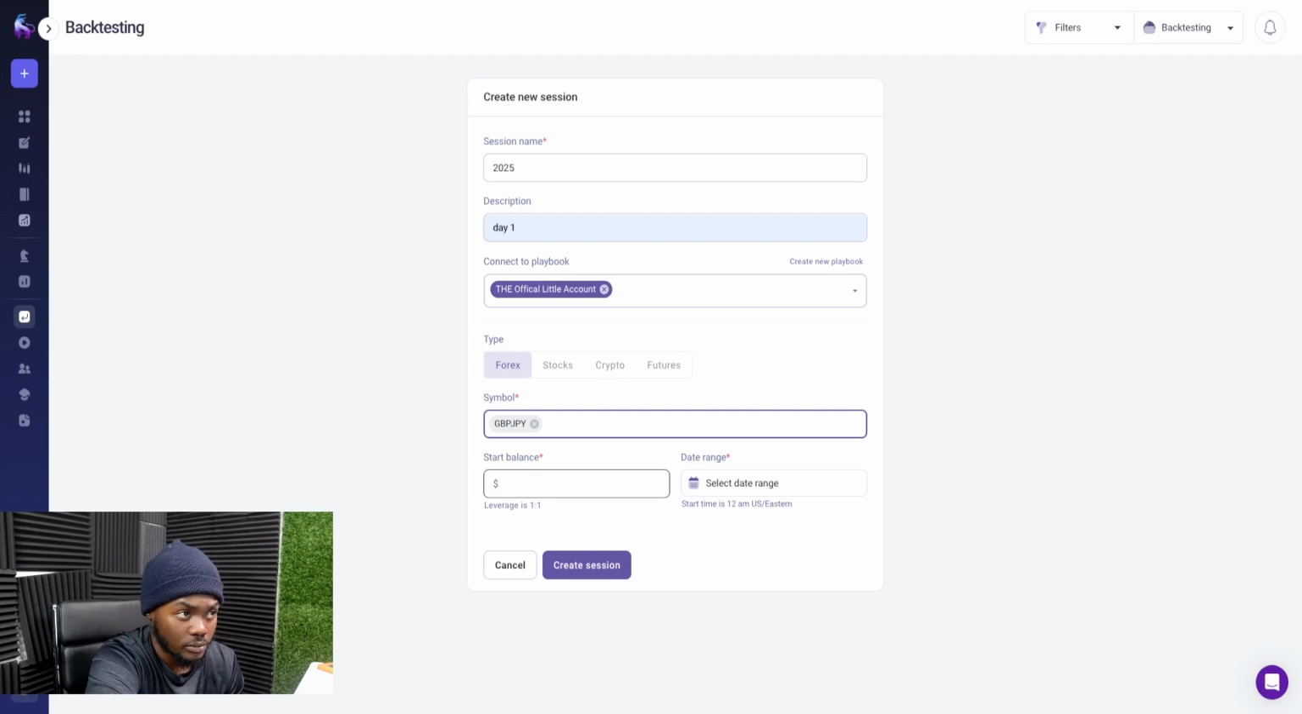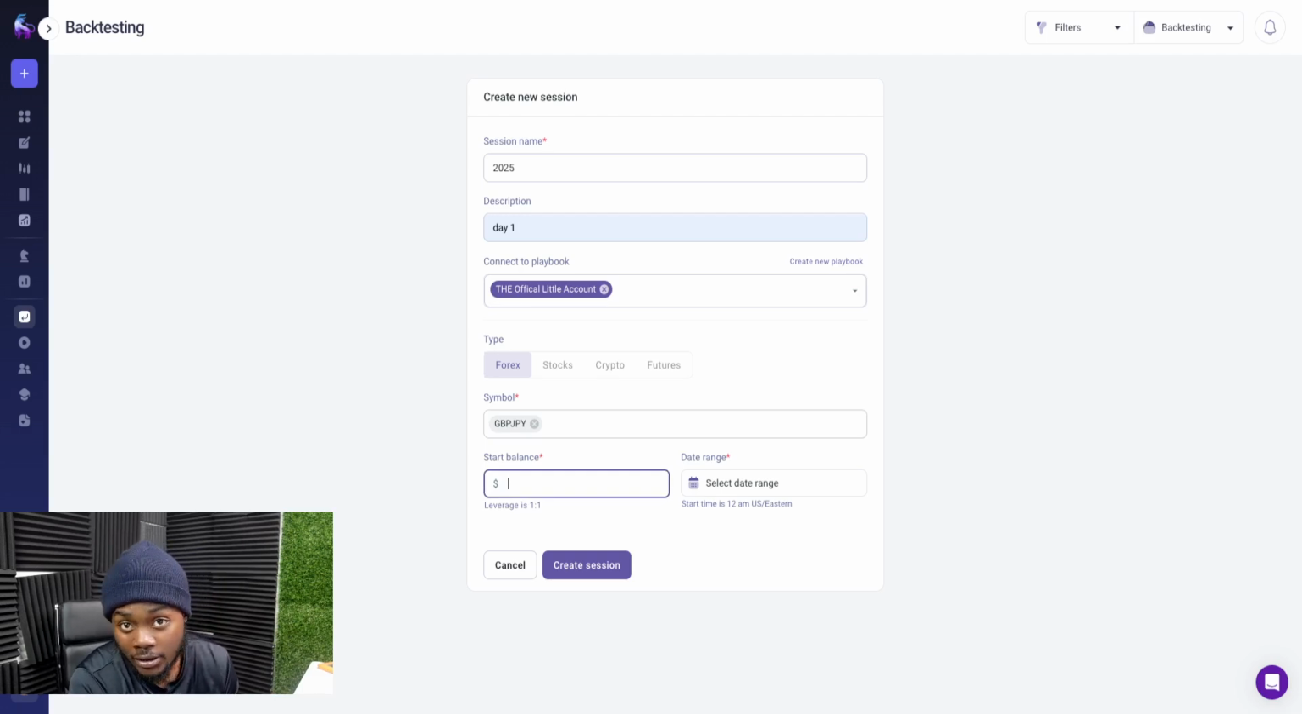Now with me, I recommend starting with a balance that you can actually deposit today in your account. So if you know you only got $100,000 to deposit in your account today, you should not be backtesting with a $100,000 account, unless you're in a funded account or something. But I recommend you start with a balance that you can realistically afford, like right now today.